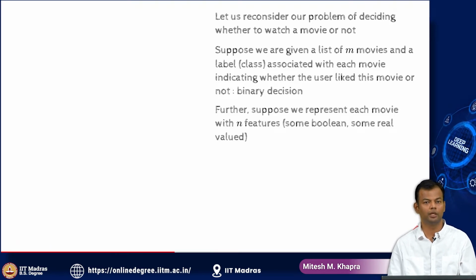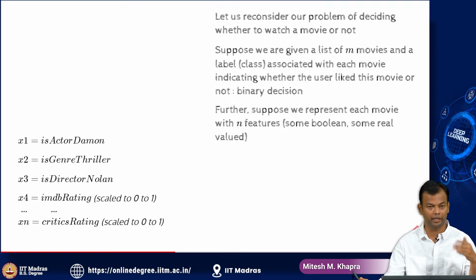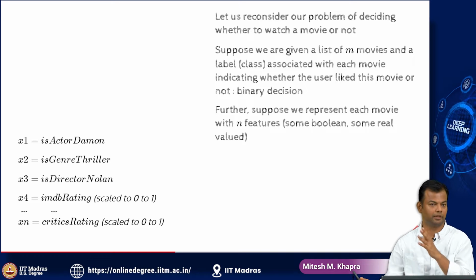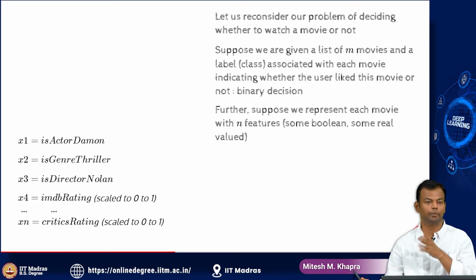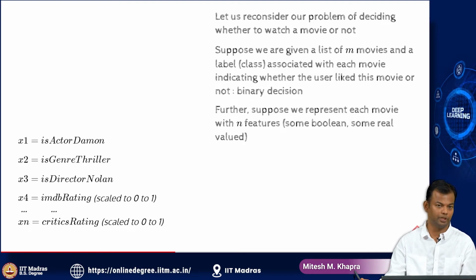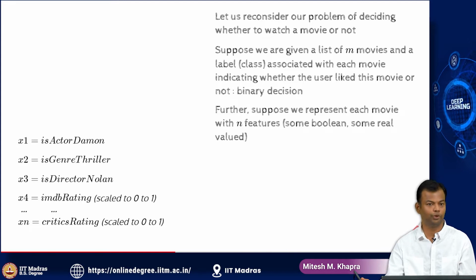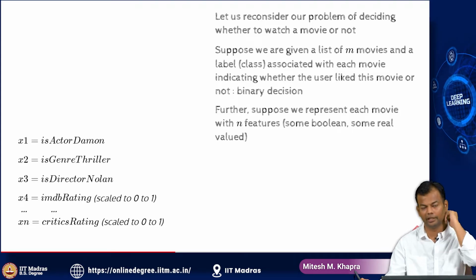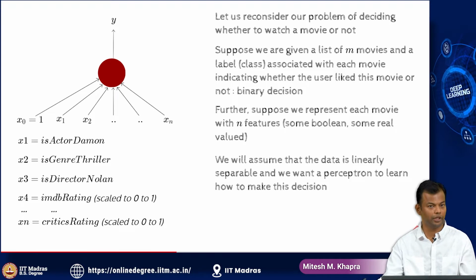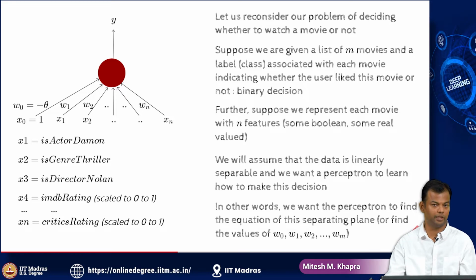And each movie could be represented by N features. So these features could simply be the inputs which are contributing to the decision. So one input is actor Damon, the other input is the genre thriller, and so on. Right? These are all Boolean inputs that we have, and you could also have some real valued inputs like the IMDb rating, the critics rating of the movie, and so on, right? So all of these inputs are feeding into our Perceptron, and there are also weights associated with them.